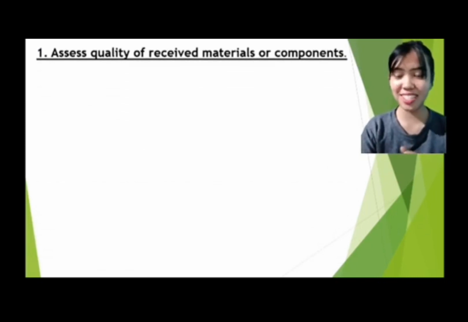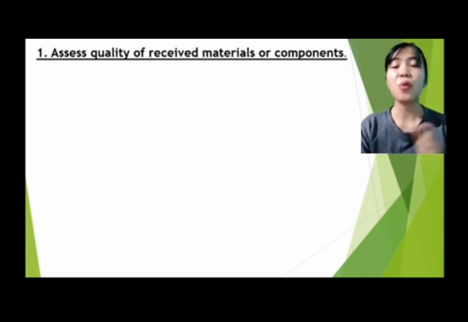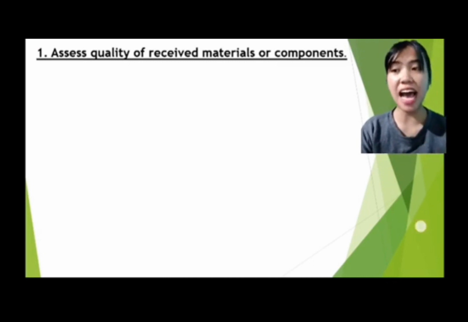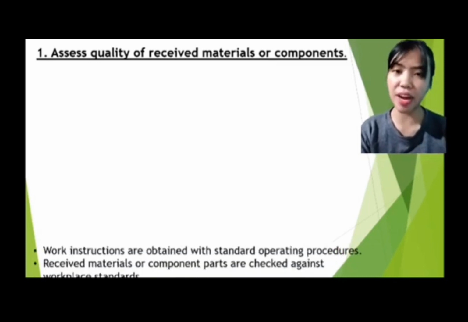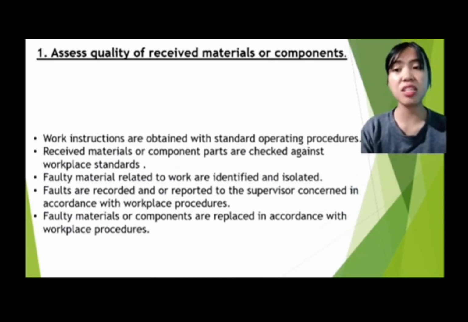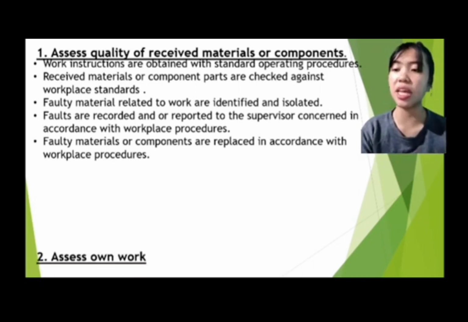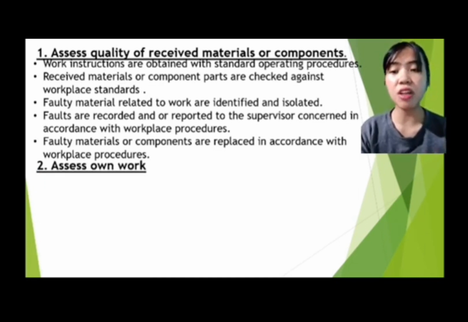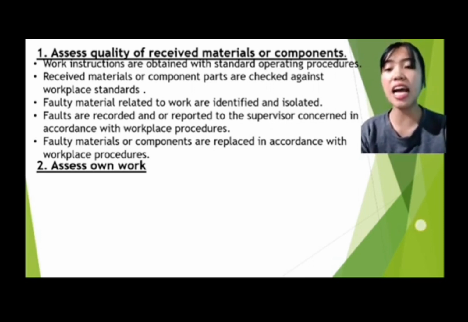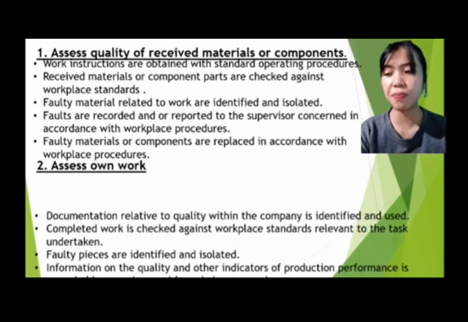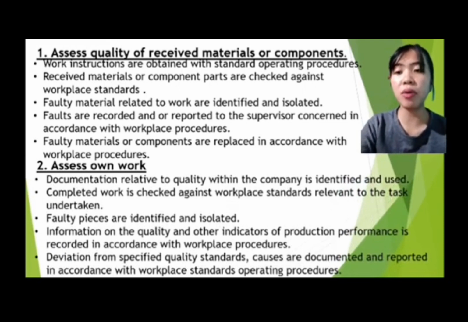So how are we going to do this in the workplace? Work instructions are obtained and work is carried out in accordance with standard operating procedures. Received materials or component parts are checked against workplace standards and specifications as well. Faulty material or components related to work are identified and isolated. Faults and any identified causes are recorded and/or reported to the supervisor concerned in accordance with the workplace procedures. Last, faulty materials or components are replaced in accordance with the workplace procedures.